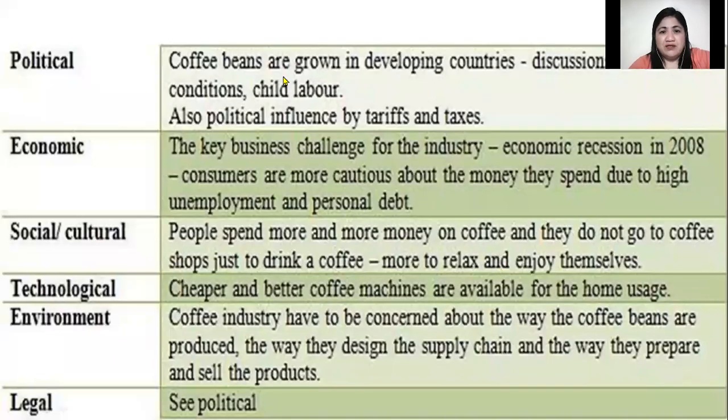So, ayan po. Here is another example of the PESTEL analysis, again, of a coffee shop. We have the political. Coffee beans are grown in developing countries. Discussions around work conditions, child labor. So, may posibilidad na ang pinanggagalingan ng coffee beans mo ay may mga issue tungkol sa child labor, so posibleng magkaroon din ng problema sa iyo. Yung mga tariffs and taxes. Okay? In terms of the economic factors that could possibly affect your business, meron kang economic recession noong 2008, no? Meron tayo ngayon, COVID-19 natin.